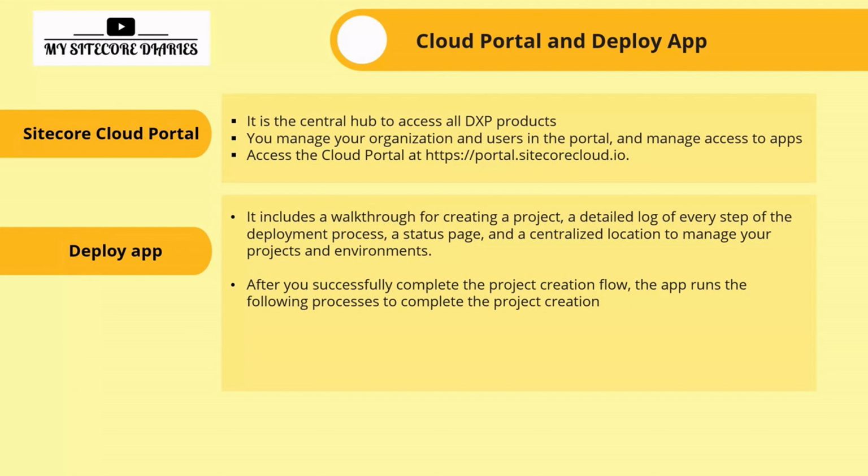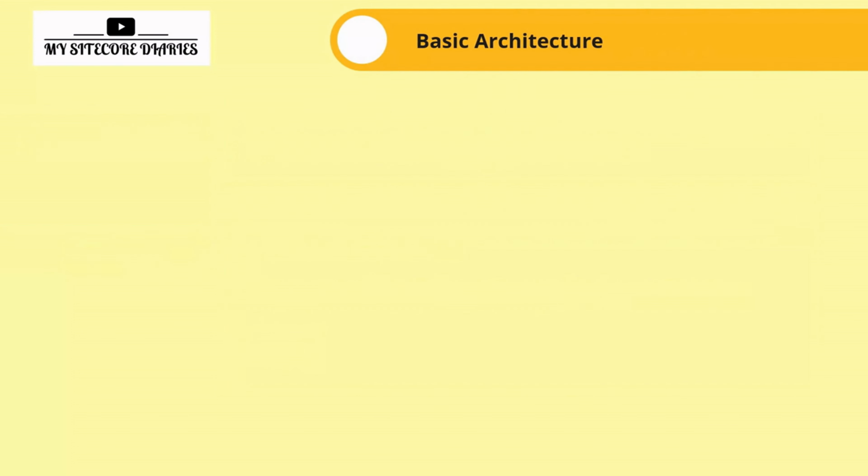After you successfully complete the project creation flow, once you have created the project in your portal, the app runs the following processes to complete the project creation. There are three steps performed by the app. First is provision, so it makes the provision for your app. Then you have a build, then deploy. So you build it and then deploy your application. So these are the Sitecore Cloud Portal and the Deploy app.